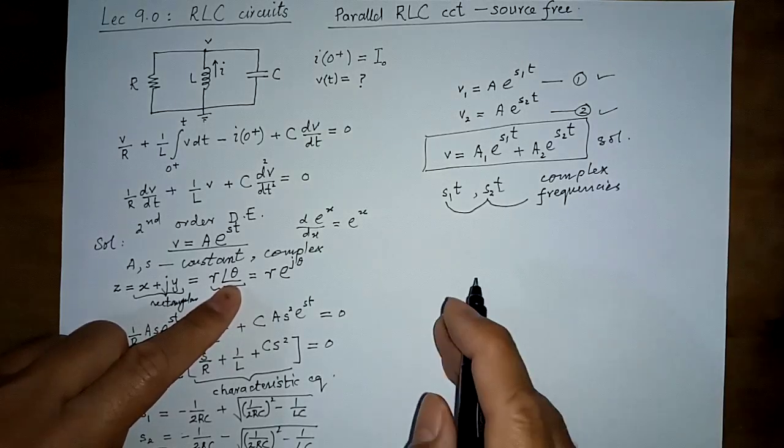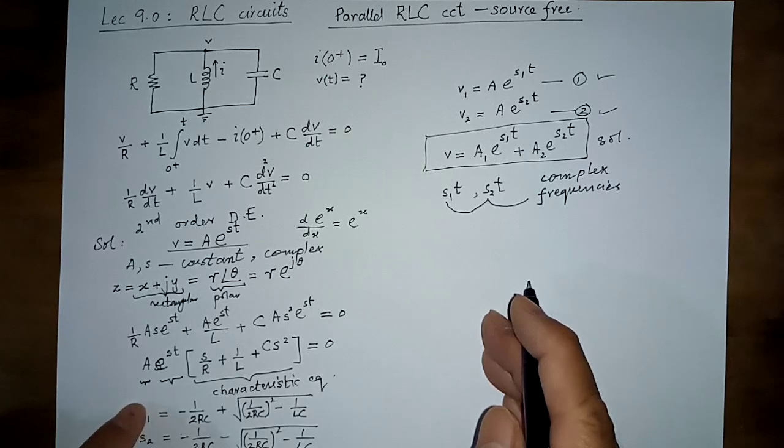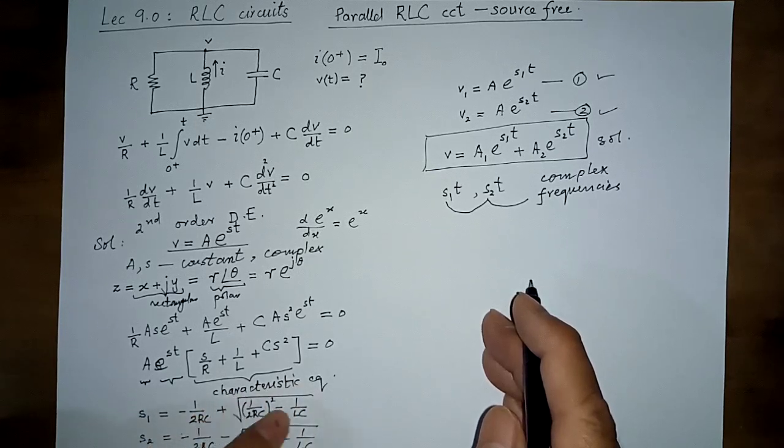From the solution that S1 is of this type and S2 is of this type, we also understand that if S1 has a dimension of per second, this is a frequency. Now you see this term is being added to this term, so this term must also be a frequency, and this term must be a frequency. This is the square root of something, so if you ignore the square, 1 over 2RC is a frequency, but 1 over square root LC must be a frequency as well.